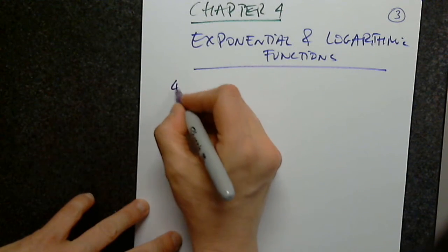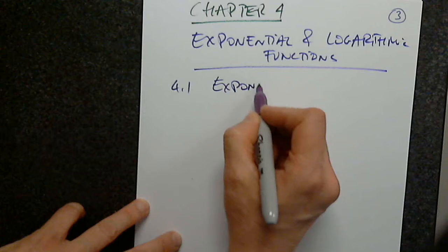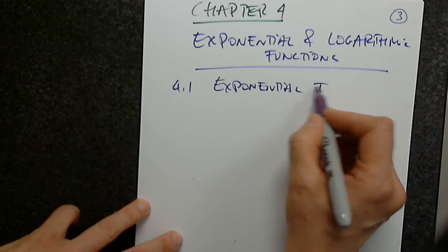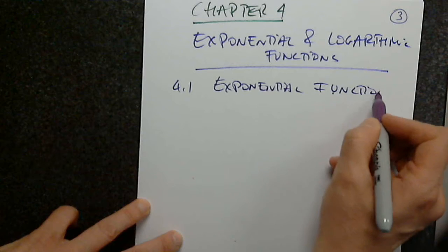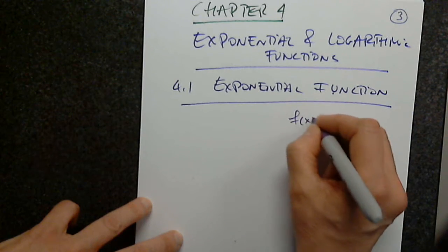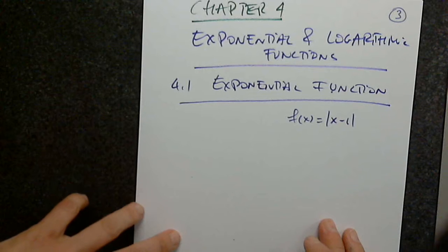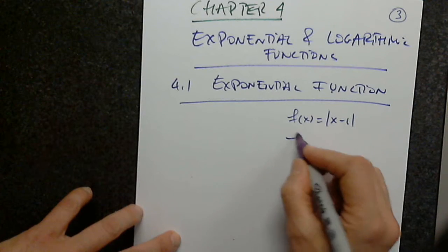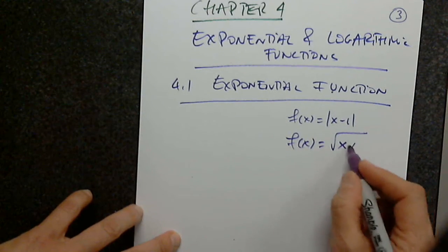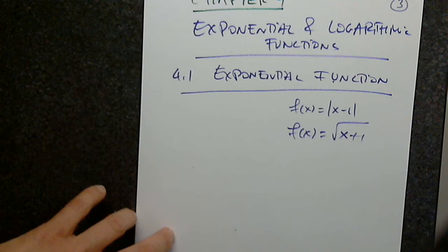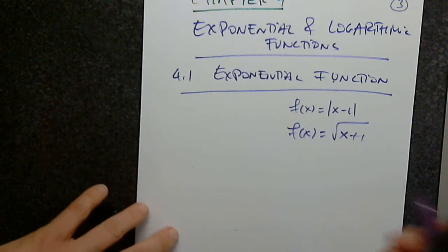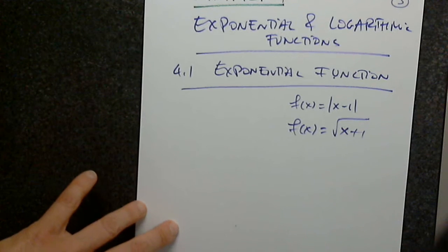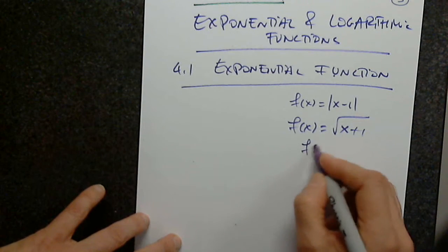So let's talk about exponential 4.1. Function. Okay, what is this function called? Absolutely. Why? Because it has the absolute value. Why is this called what? Square root. Why? Because it has a square root. How is this function called?